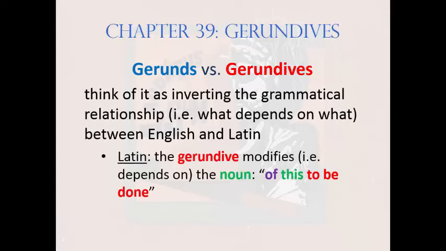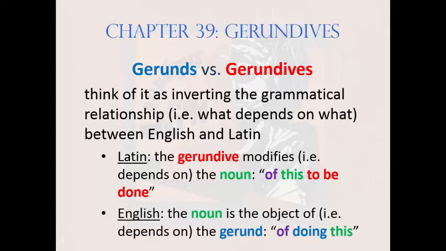In Latin, the gerundive is grammatically dependent on the noun, just as all adjectives are dependent on nouns. The noun will have a case and number and gender to which the adjective must conform. For instance, "of this to be done." There, "of" is the case, "this" is the noun, and "to be done" is the gerundive, the adjective. English has none of this nonsense. We say, "of doing this."